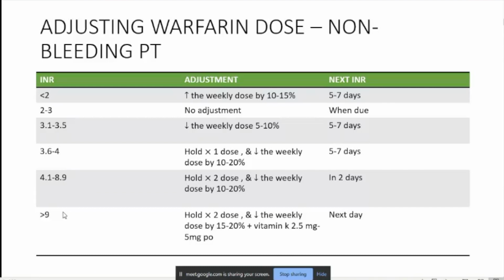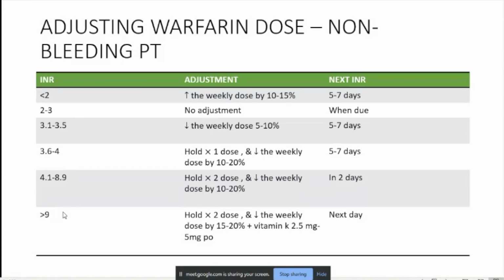Now we focus on the two categories that we missed here. So if it is 3.64, so we take 4. So 4 has the dividing number. So 3.64. In that case, we have to hold only one dose. Okay, we hold only one dose and we decrease the weekly dose by 10 to 20%. And the reduction percentage is same in both situations. The only difference is the number of doses we hold. So we hold one dose in 3.64, but in 4.1 to 8.9, we hold 2 doses.